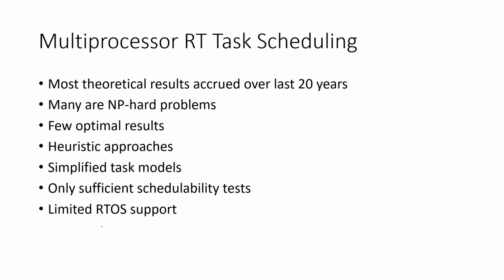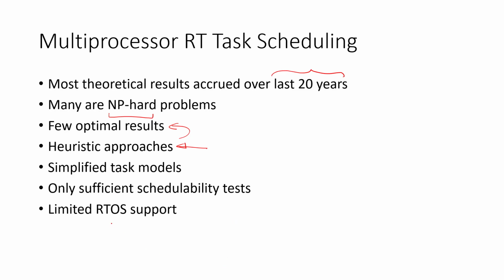So multiprocessor real-time task scheduling, a lot of work has been happening over the last 20 years. Many of these are NP hard problems with very few optimal results. Most of them are heuristics which work well in practice, and the task models are simplified. We have seen many schedulability tests, the Liu and Layland criterion, the criterion for EDF. There are a few sufficient schedulability tests, but no necessary schedulability tests, right? So we have looked at tests which are both sufficient as well as necessary.